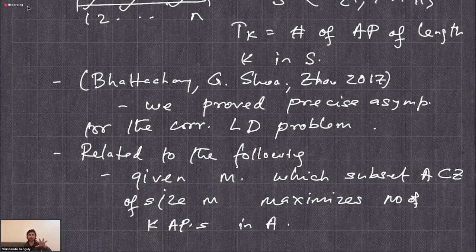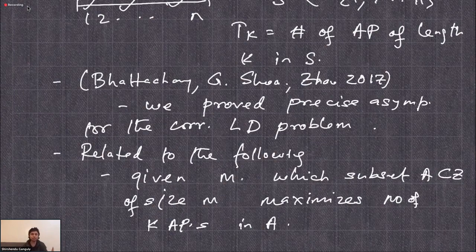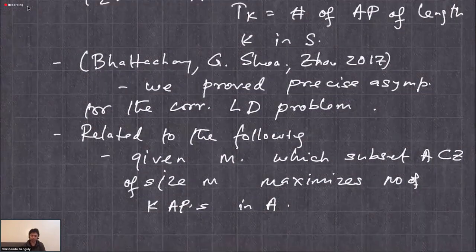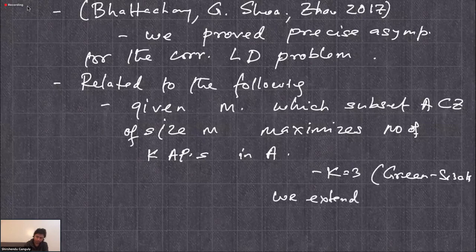Suppose I give you some number, and I want to look at all graphs with this given number of edges. Which is the one which maximizes the number of triangles? Here, the corresponding question is: I give you some number, I look at all possible subsets of size m in Z, which is the one that maximizes the number of k-term arithmetic progressions in A? For k equal to 3, this was done earlier by Green and Sisask, and we extended it to all k. And the answer is actually not very surprising. So the interval is an extremal set.